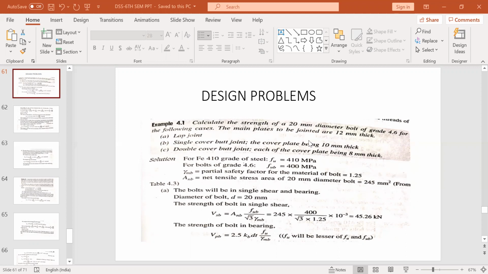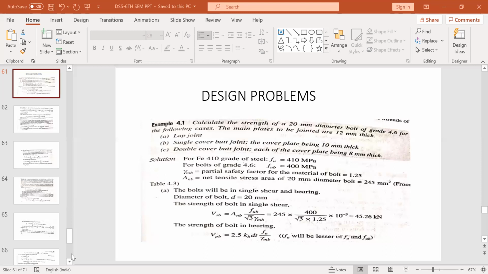Now from the table for a 20 bolt, you see what is Anb. That is the net tensile area. It is given as 245 millimeters square. Now, first is the lap joint. Whenever you are making a lap joint, the strength of the bolt in single shear will be Anb FUB by root 3 gamma MB.